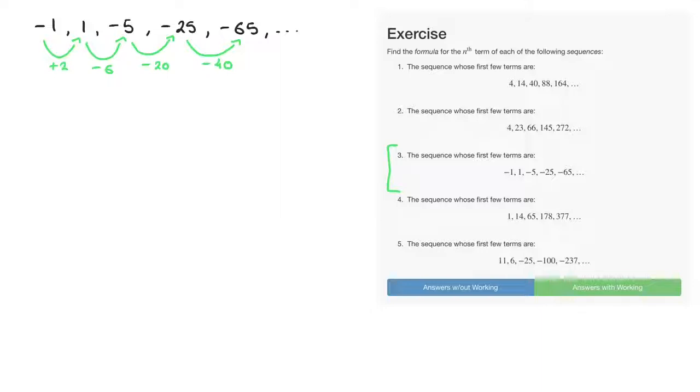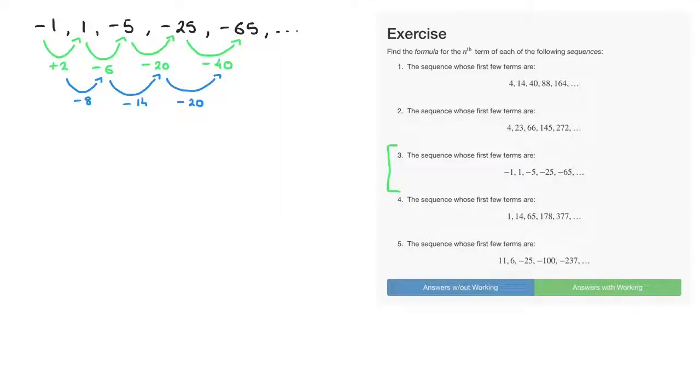Since these differences are never the same, we look into the second differences. Those would be, from 2 to -6, we're taking away 8, so that's -8. From -6 to -20, we're taking away 14, so that's -14. And from -20 to -40, we're taking away 20, so that's -20. We can see here that the second differences keep on changing.